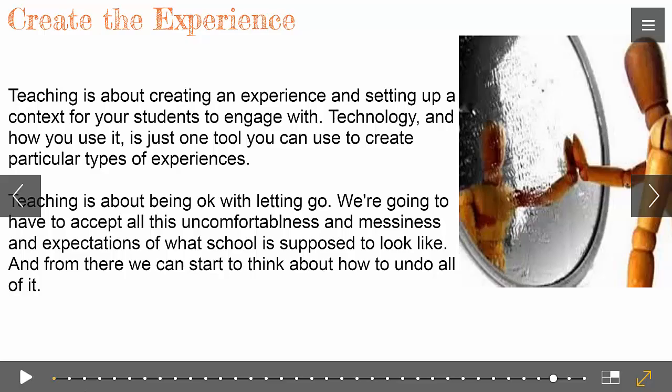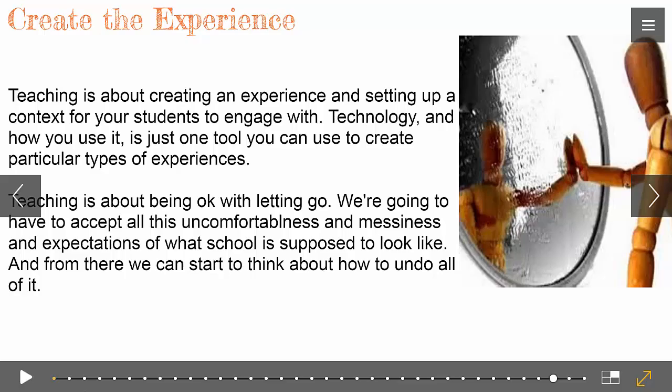Now, as a teacher, you can only do so much. You can create the context and identify the tools to use within that context, but then your students have to take up the tools and do something with them. So that means that teaching is always about being okay with letting go. And you have to let go on a few levels.